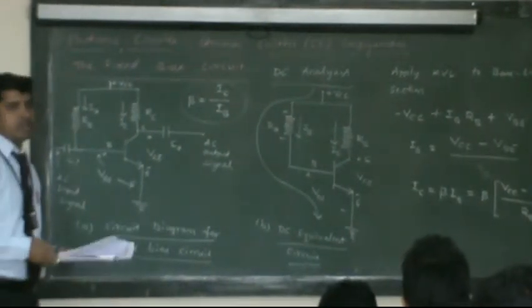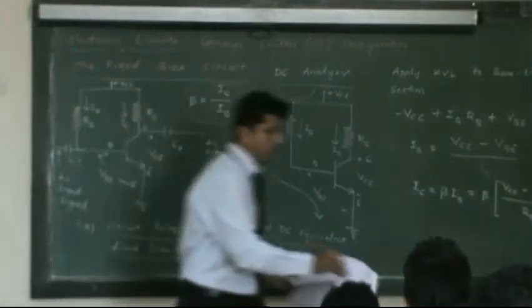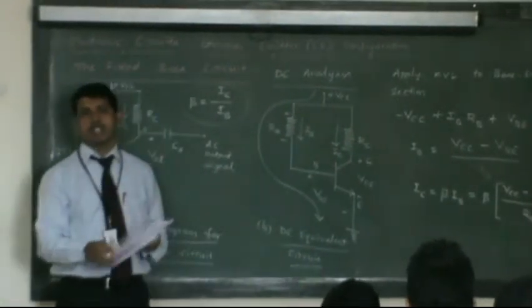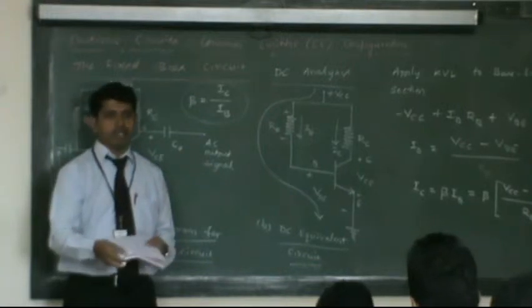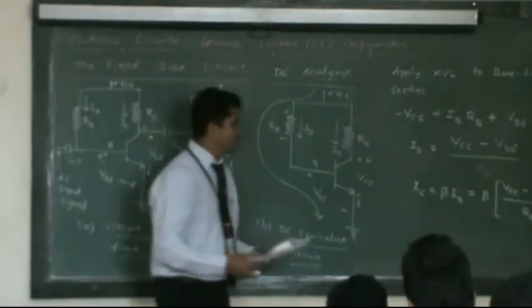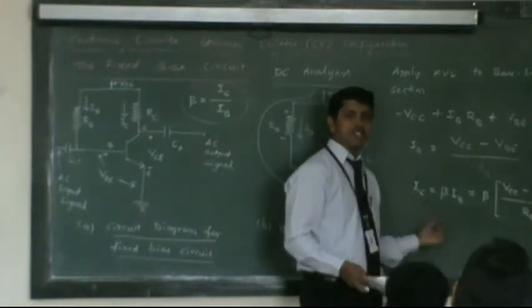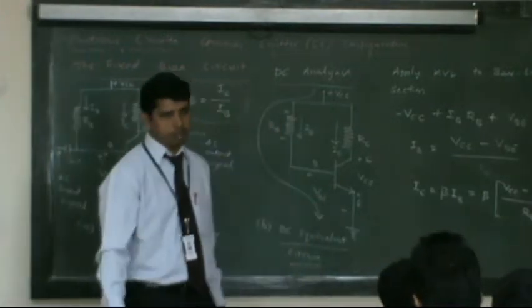You need to remember this equation because in problems on the fixed bias circuit, you need to use it. Otherwise, in examinations, you must derive and remember it, which will be difficult. So the better way is to just remember this expression. For a fixed bias circuit, the collector current expression is IC is equal to beta into (VCC minus VBE) over RB.